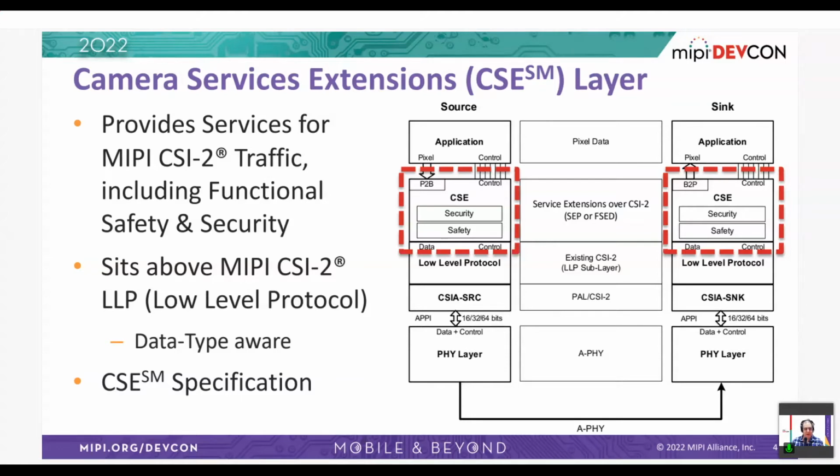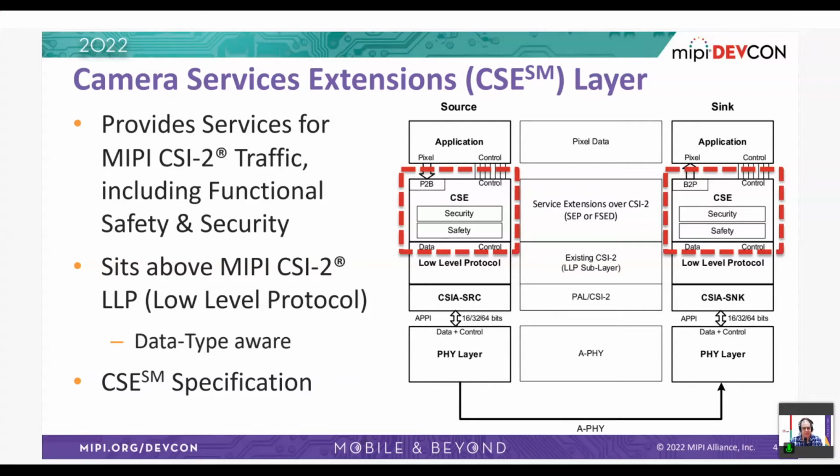This diagram here is a variation on the layering diagram in the CSI-2 protocol specification. And this diagram is from this Camera Services Extensions, CSE, specification that I mentioned earlier in the talk. Our CSE provides CSI-2 traffic with a variety of services, including functional safety and security. And where this is located is just above the lower level protocol. Now, you don't need to understand the lower layer protocol to understand this talk. The important thing is that it's up near the application layer.